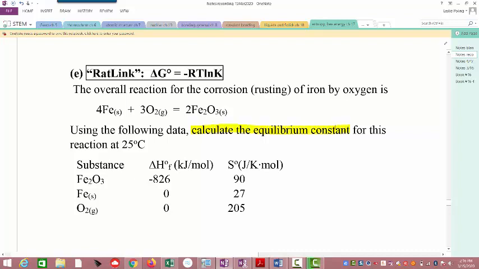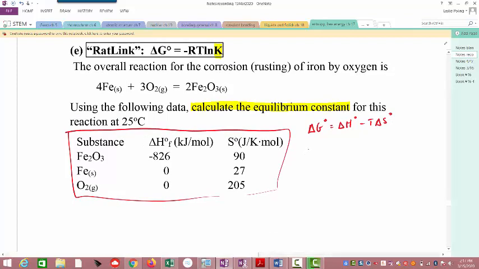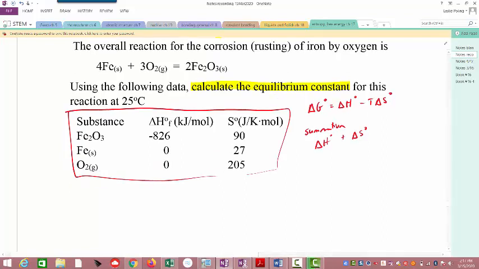So we want to find the equilibrium constant. K here is our unknown. Based on the data table given, we're going to have to use the Gibbs equation to get delta G naught, and we're going to have to use summation to get delta H and delta S. So, first thing, let's get our delta H.